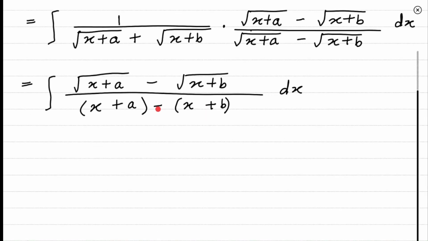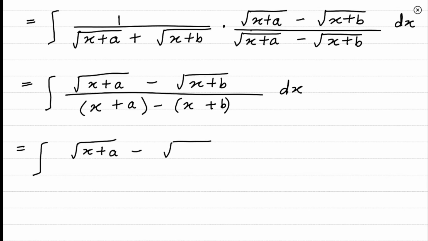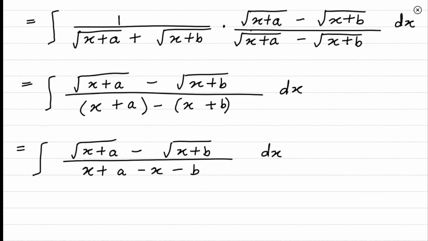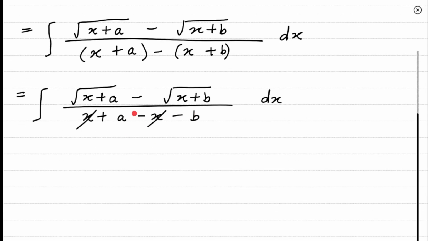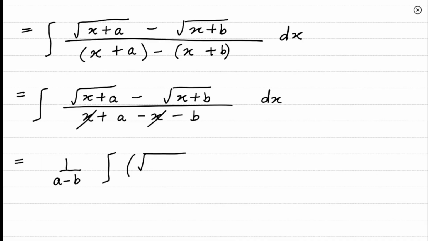Let's simplify this further. Multiply this minus sign inside of that bracket, so you have integral of square root of x plus a minus square root of x plus b divided by x plus a minus x minus b with respect to x. That x and this x will get cancelled, and in the denominator you will be left with a minus b. Now remember that a minus b is nothing but a constant value. It can be taken out of the integral. So you have 1 over a minus b out of the integral of square root of x plus a minus square root of x plus b with respect to x.